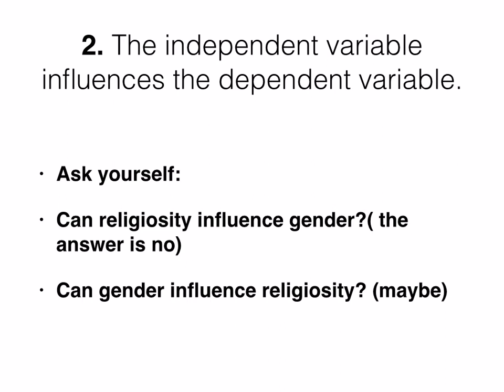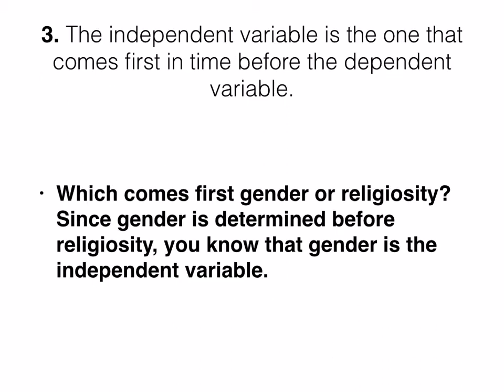The independent variable will always influence the dependent variable. And you need to ask yourself, for example, can religiosity influence gender? The answer is no. Can gender influence religiosity? Maybe. Another way of looking at it, or testing your hypothesis, is that the independent variable is the one that comes first in time before the dependent variable. So in this case, which comes first, gender or religiosity? Since gender is determined before religiosity, you know that gender is the independent variable.